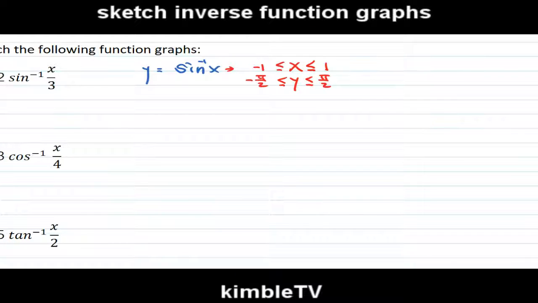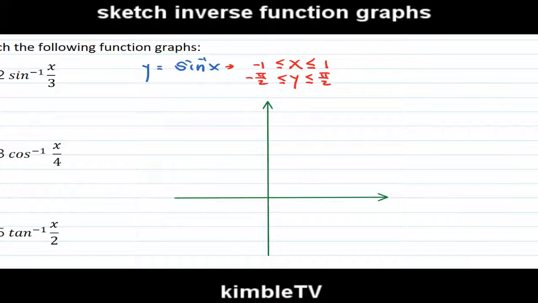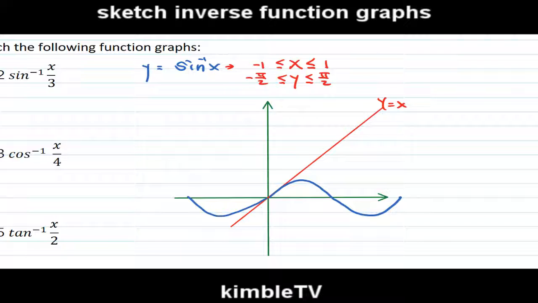Let's draw the graph first. X-axis, y-axis, and y equals x mirror, through which sine x was reflected like this. Dotted line, dotted line.